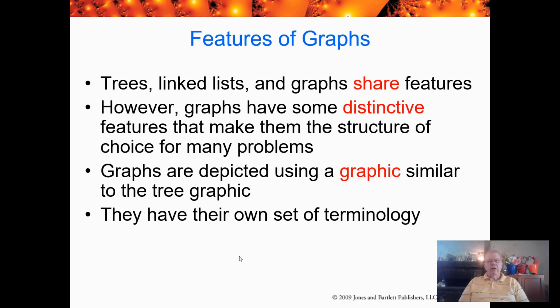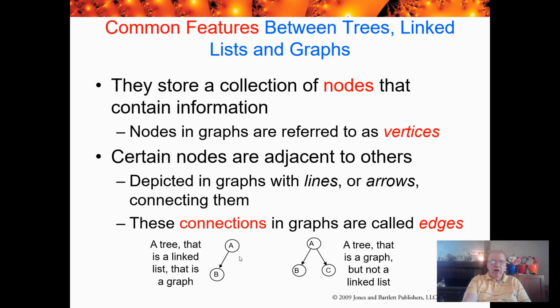Now, graph has a distinctive terminology. It was developed differently from trees, although they share some features, but that it has distinct terminology. So we'll talk through that. Some of it you've already understood from and studied from the previous slides. Nodes in a graph are referred to as vertices.